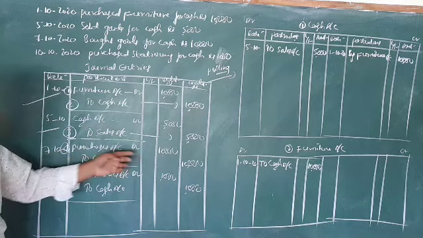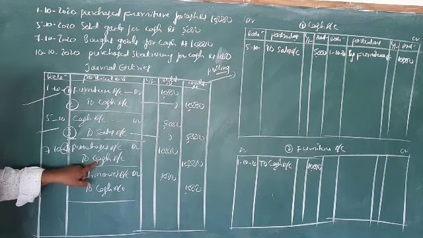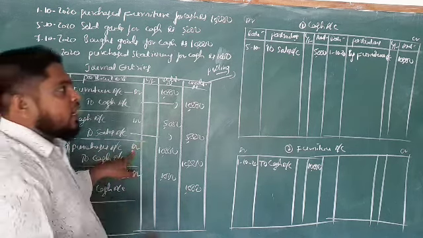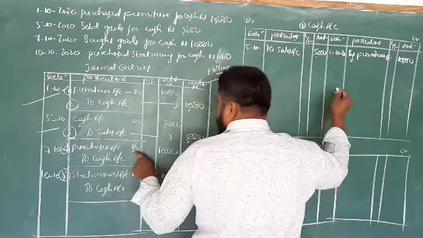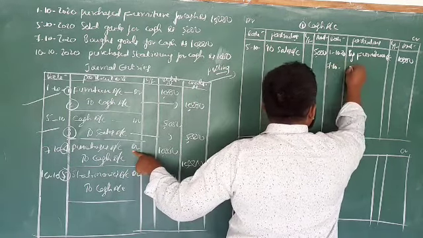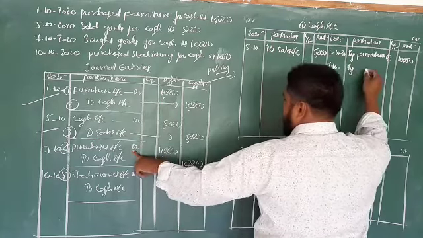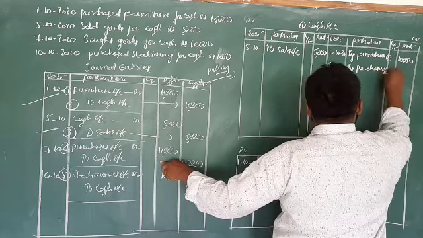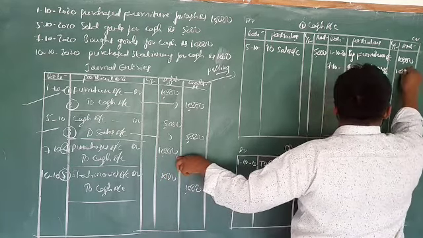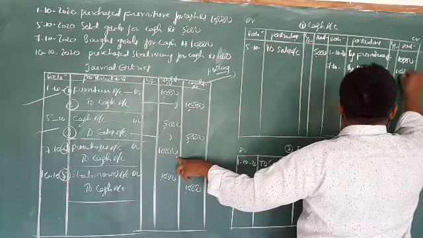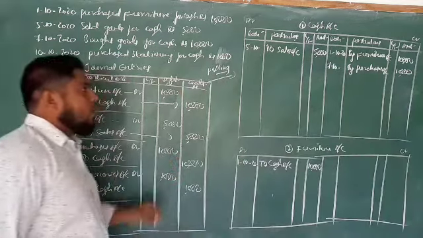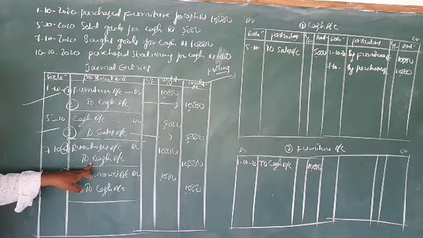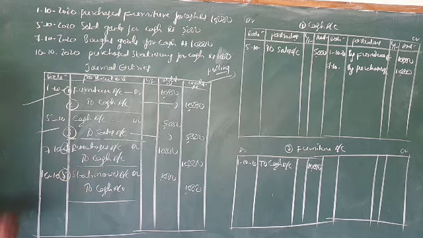Next, purchases account debit to cash account. In the cash account, we have to enter purchases. Purchases is the debit side, so here on the credit side, date 7/10, by purchases account, amount 10,000. Now in the purchases account, we have to record the cash on the debit side.